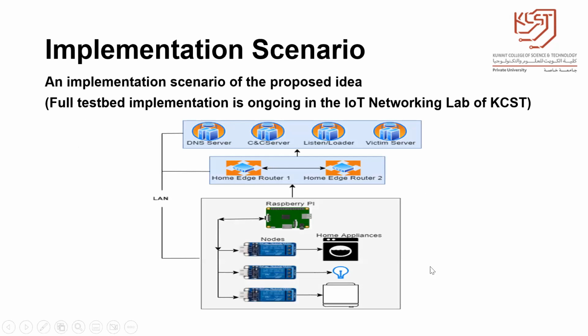Okay, this is the implementation scenario. We already have these servers available in our lab. We already coded these servers with the required information, and on top of the server layer, they are connected by LAN with the edge router. As I discussed, we have two different edge routers, connected with each other, and also connected with an environment. Here we have the reflection of an environment where a Raspberry Pi is connected to the home appliances. So this is the start of the network, and this is what we have done so far.